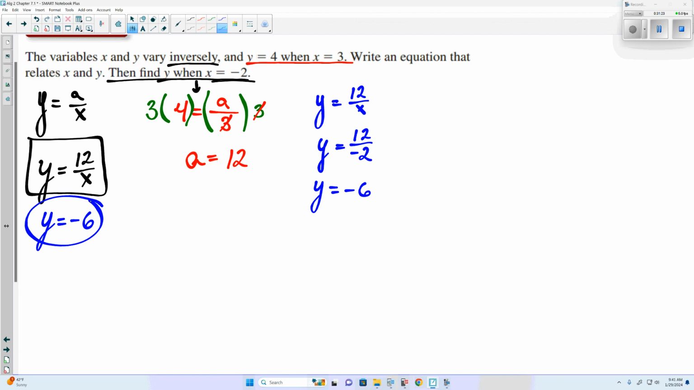That's our full answer. So the equation is y equals 12 over x. And the value of y when x is negative 2 is y equals negative 6. That's it. We'll do a few more of these, especially on the homework if it doesn't reduce nicely.